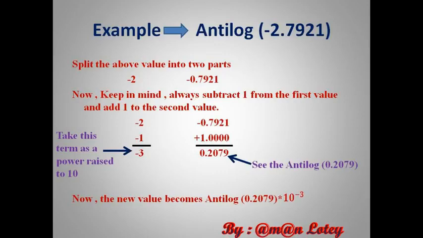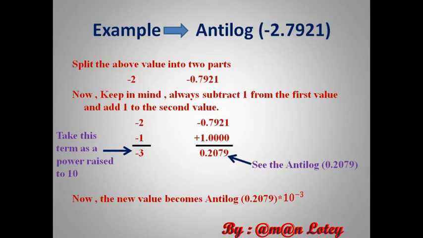Always keep in mind we should subtract 1 from the first value and add 1 to the second value. After the calculation we get minus 3 and 0.2079 as shown. Now the new value becomes antilog 0.2079 into 10 raised to power minus 3.